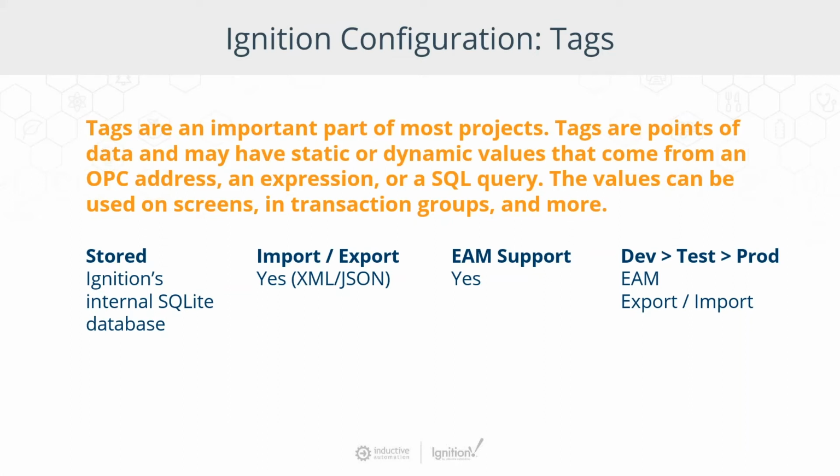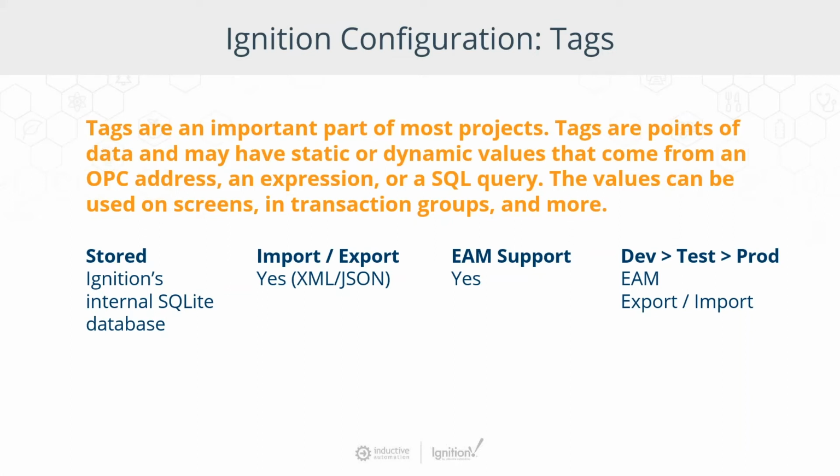So the second area is tags, and tags are a very important part of most projects. They are not stored inside a project, but they are important to projects. They are points of data that you have. They can be static or dynamic, coming from OPC, expressions, SQL databases, or memory values, whatever that might be. And we can use these tags on screens and transaction groups and every other place within Ignition. We develop these in the Designer. They are also stored inside of Ignition's internal SQLite database on the server.